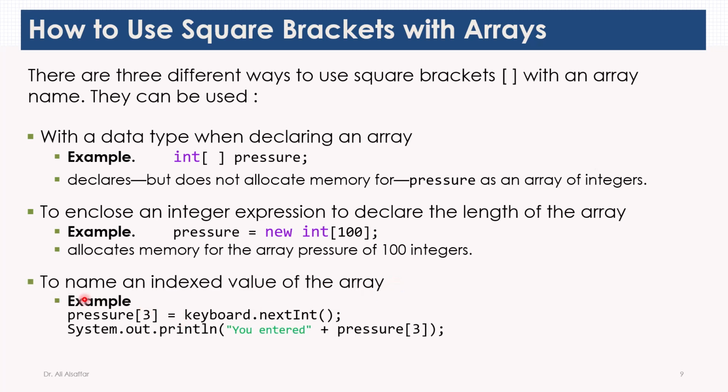Finally, they can be used to name an index value of the array. After you declare an array and after you allocate space for the array, if you want to go to individual elements in the array, you use square brackets. Once you use square brackets, it is called an index variable. Notice how we are using it. We are writing the name of the array, and between square brackets, we put the index of this element inside the array.